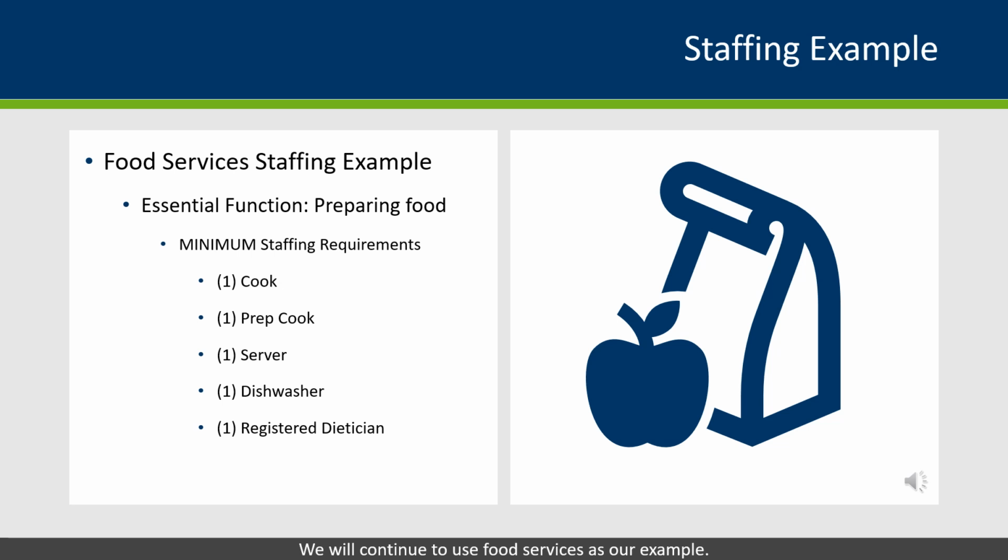We will continue to use food services as our example. In Webinar 3, we identified preparing food as an essential function of food services. An example of minimum staffing for this food services essential function would be 1 cook, 1 prep cook, 1 server, 1 dishwasher, and 1 registered dietitian.